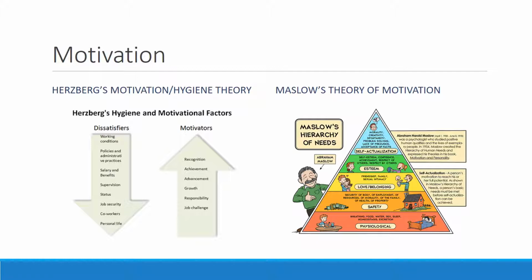So it wasn't the absence of certain things, it was the presence of other job characteristics. Okay? The chart here, you can see the dissatisfiers that exist: working conditions, policies, salary and benefits, supervision, status, security, the co-workers, and personal life. All of these things can lead to dissatisfaction in the job. And the same thing, characteristics that are motivators in the job: recognition, achievement, advancement, growth, responsibility, and job challenge. All of these can be motivators for or lead to happiness in a job.